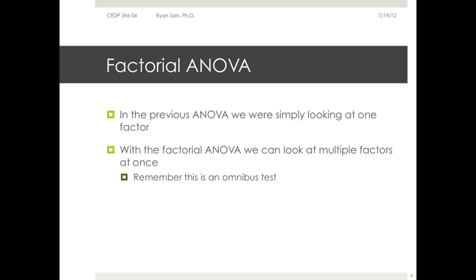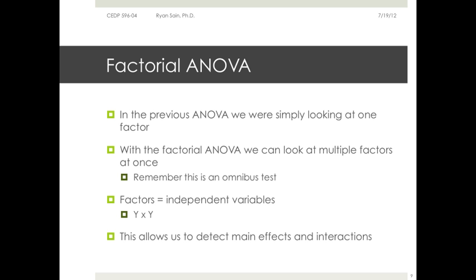So there's a lot of additional work that has to happen when you do a factorial ANOVA, but it does allow us to look at multiple independent variables at once. So factors equal independent variables, x and y, and all this stuff. Let's look at an example here. It makes it easier. As we look at this example, we're going to keep these two things in mind. We're going to look for main effects. There can be a main effect of each independent variable and an interaction between those variables.